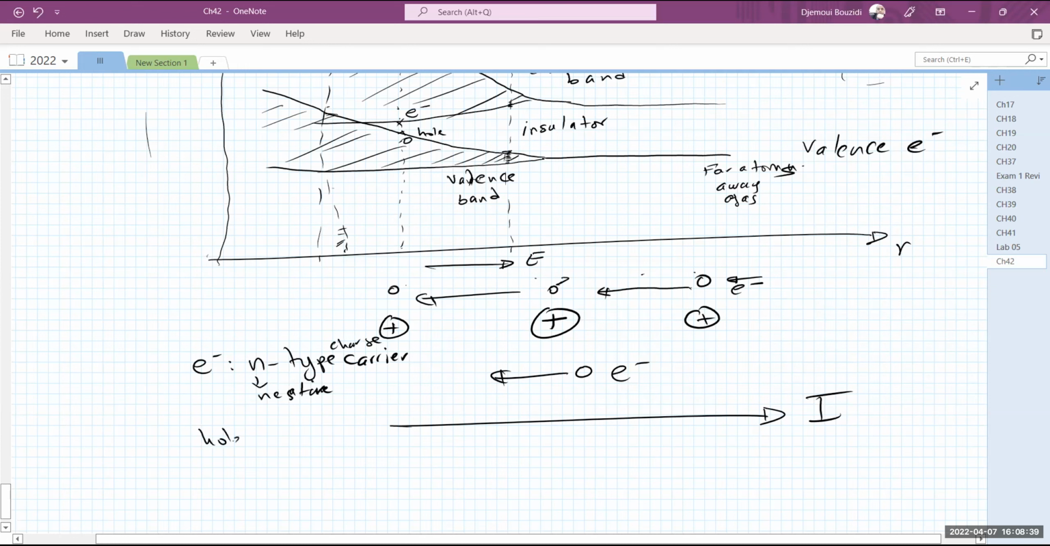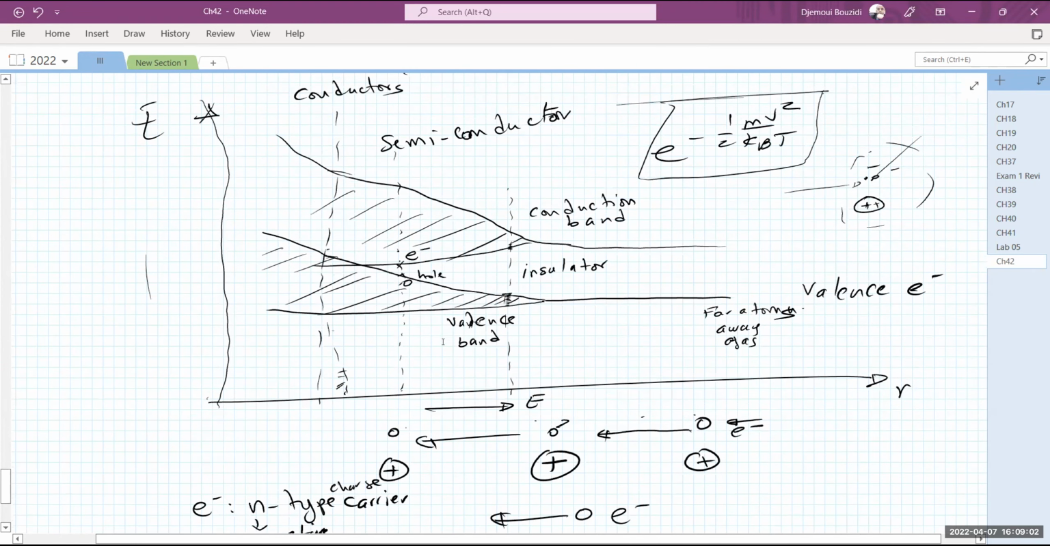Whereas the holes in this case, you usually write them as e+. It doesn't mean it's a positron, it's just a hole. They're a p-type charge carrier, and both of them work together to conduct electricity. P stands for positive. Okay, so this is the essence of semiconductors.